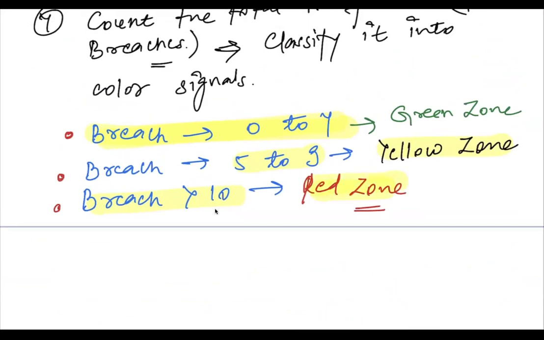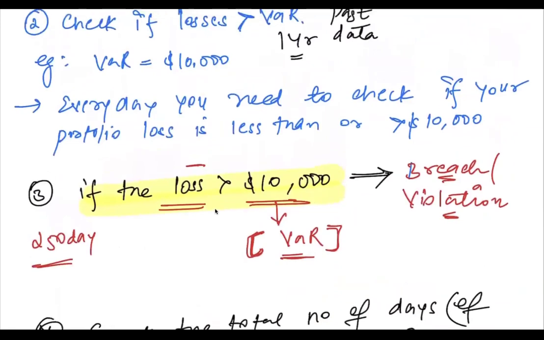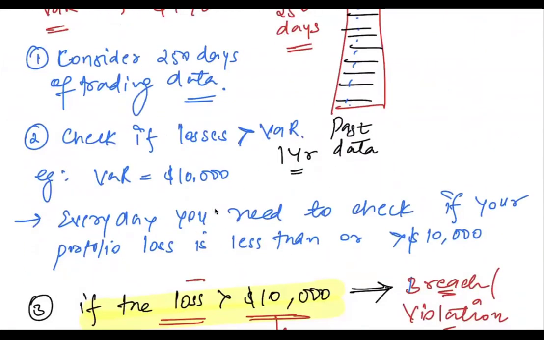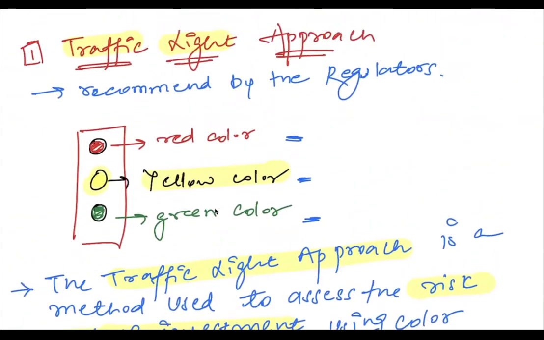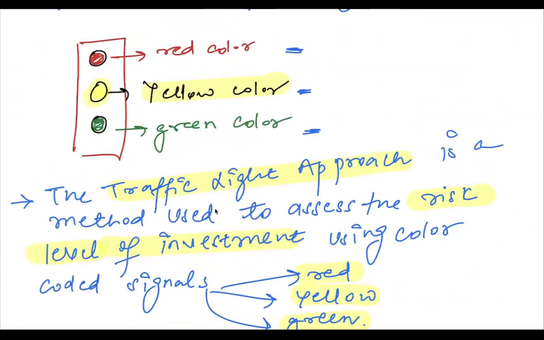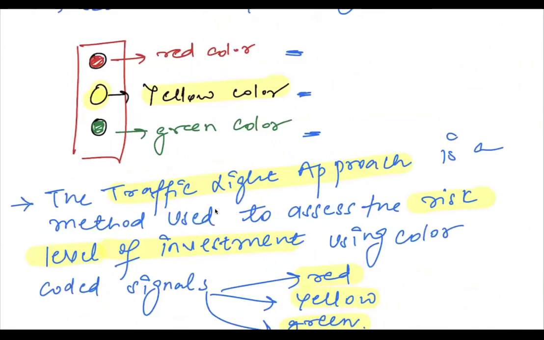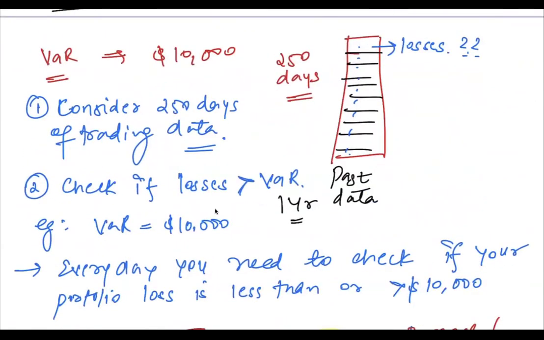Now, what do these zones imply? First of all, did you all understand what a traffic light approach is? It is a method used to understand the risk level of investments. And how will you understand? Based on the color coded signals. Now, how will you give a color signal?